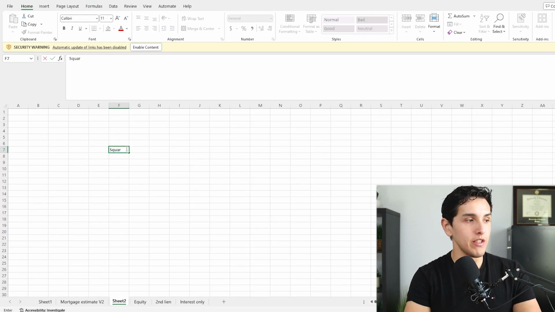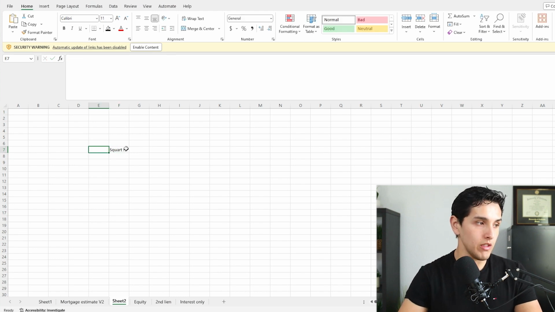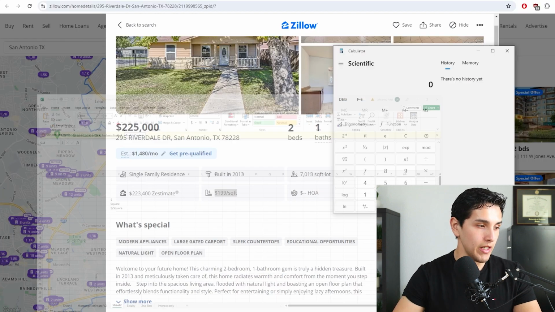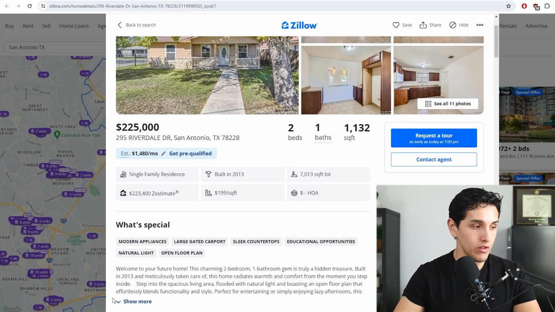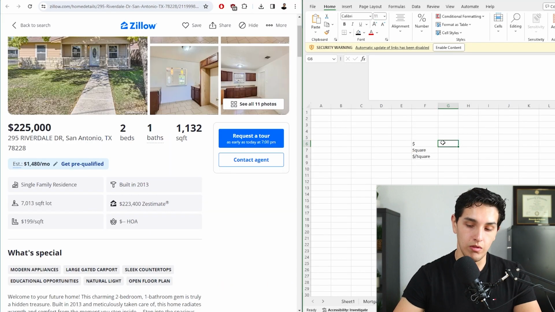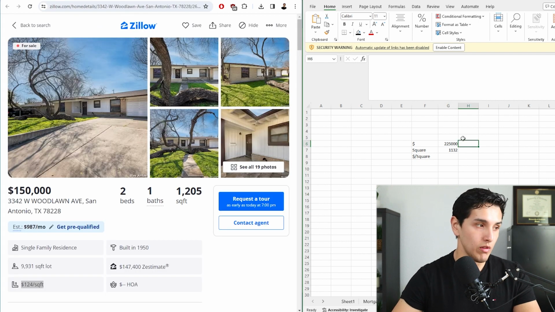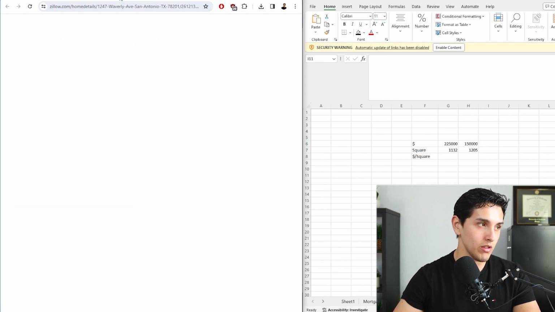So the first thing that we need to do is take a look at the square foot, the dollar amount, and then we're going to have to take a look at the dollar per square foot. As we can see here, this home is $225, so $225 of this home is $1,132. And then the next thing we're going to do is bring up that first home that we saw. So this one is $150,000. I mean, the square foot is $1,200. And then we'll do another one.